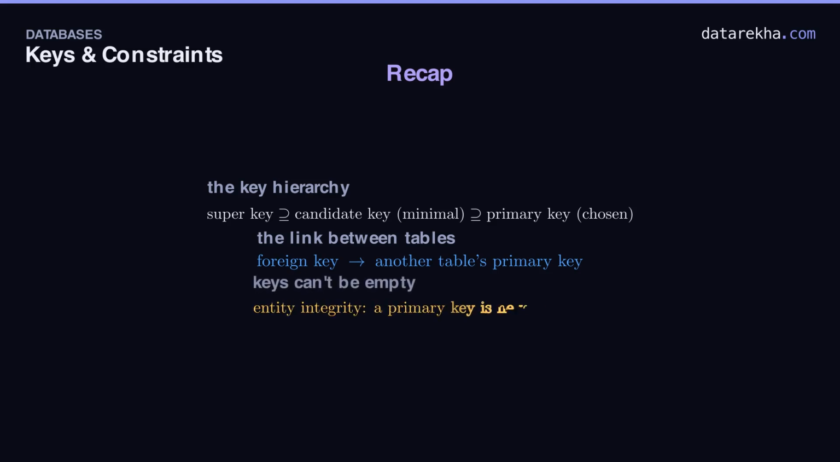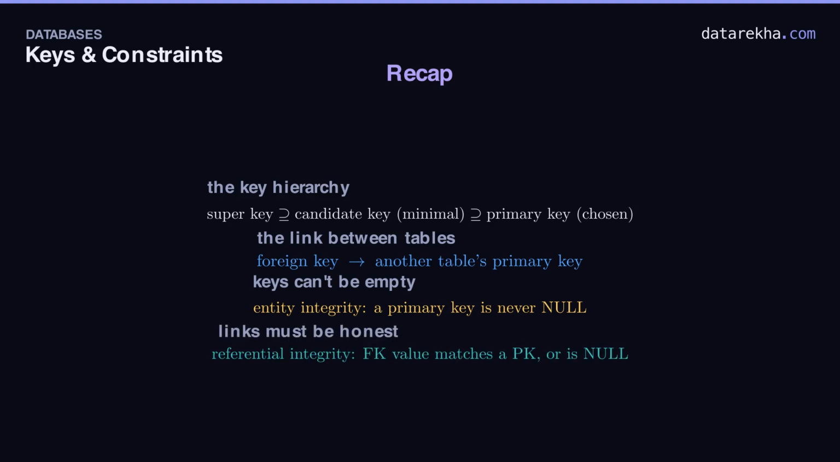Entity integrity keeps each identity real. A primary key can never be empty and never repeats. And referential integrity is the promise that every such thread lands on a real row or dangles as null on purpose. Keep these four ideas straight, and keys will never trip you up.